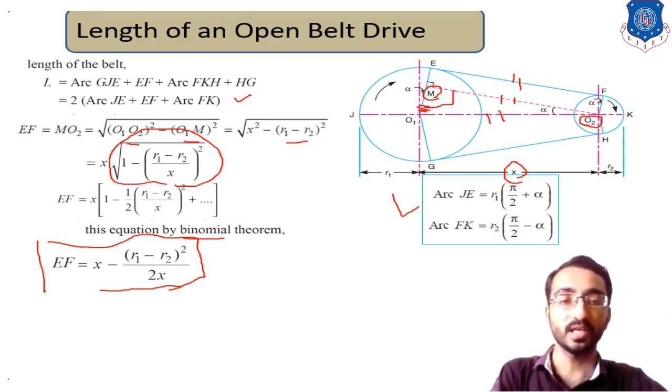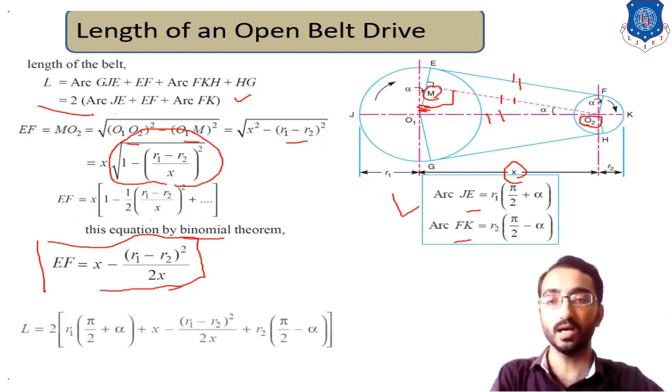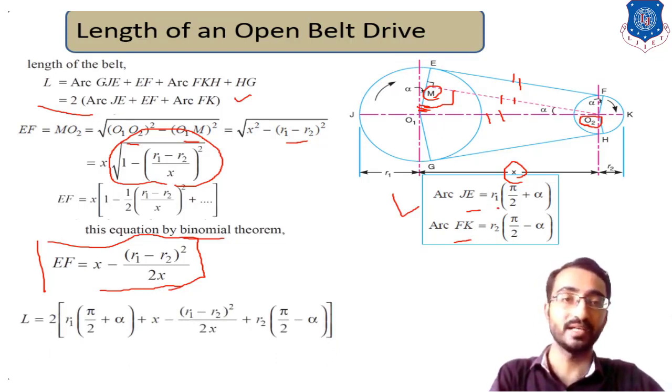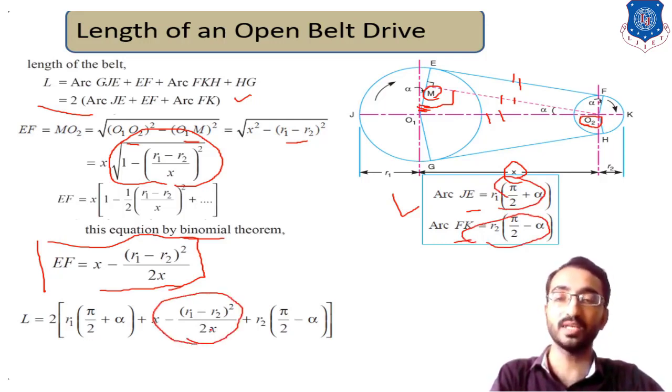Okay, so now we can put these terms EF, arc JE and arc FK in our final equation of length and we can derive this equation. So now putting this value in the equation of length, we can say 2 times your first arc JE, that is this term, and arc FK is your second term and the intermediate term is your EF. Okay, so we can achieve this equation.